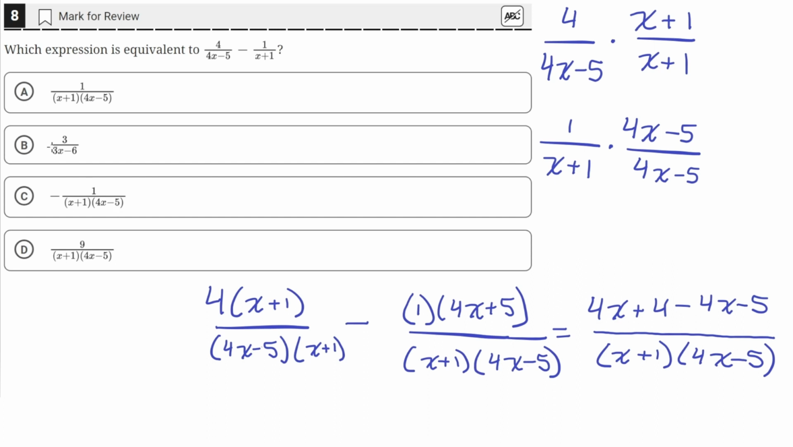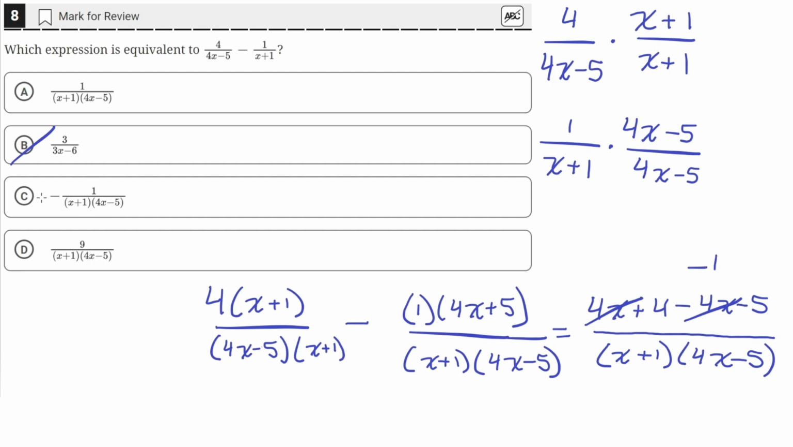Okay, so the correct answer choice up here should have an x plus 1 and a 4x minus 5 in the denominator. So we can just rule out answer choice B, since that's incorrect. But then A, C, and D have x plus 1 times 4x minus 5 in the denominators, but then the numerators are different. So let's simplify down this numerator. So we see that this 4x cancels out with this negative 4x, and then 4 minus 5 is just equal to negative 1. So the numerator simplifies to negative 1.